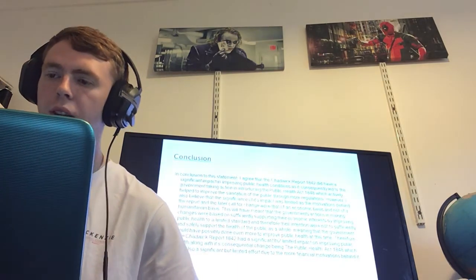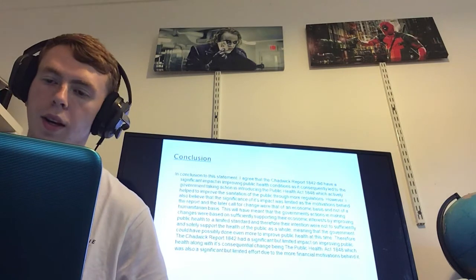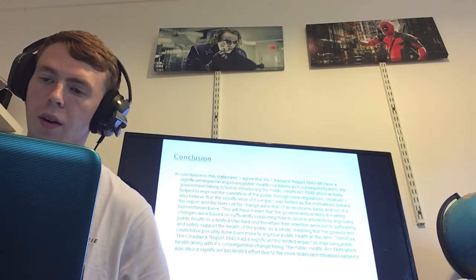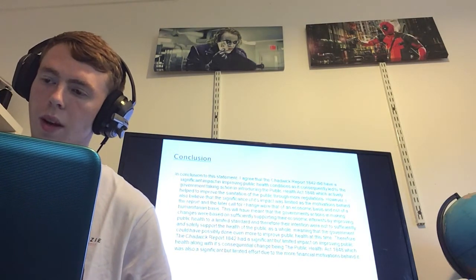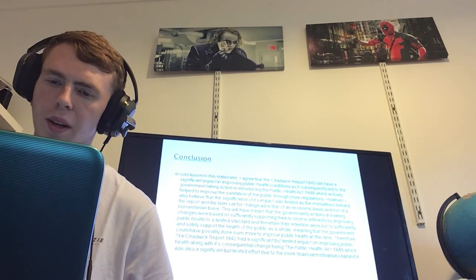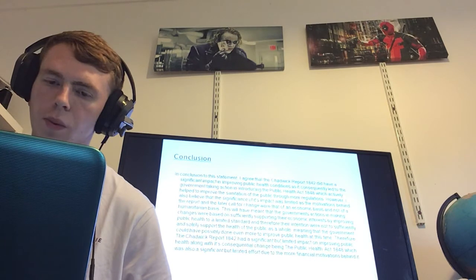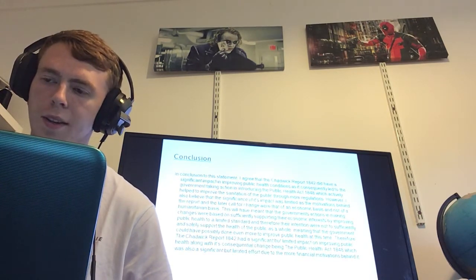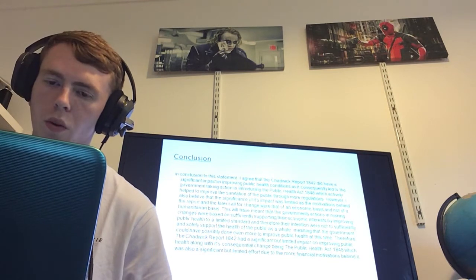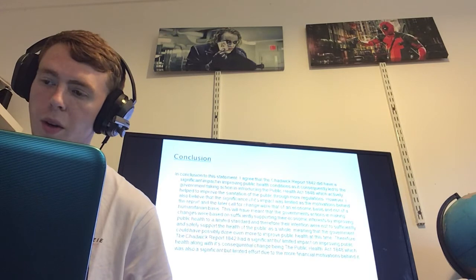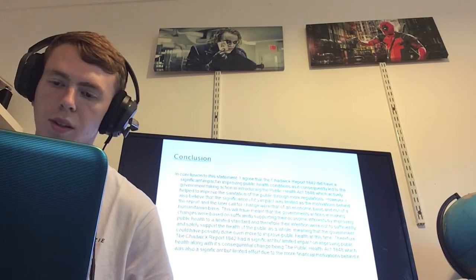public health conditions, as it consequently led to the government taking action in introducing the Public Health Act 1848, which actively helped to improve the sanitation of the public through more regulations. However, I also believe that the significance of its impact was limited, as the motivations behind the report and the later call for change will have an economic basis and not a humanitarian basis.